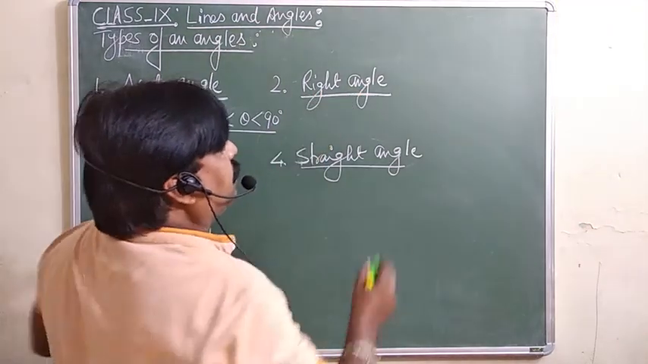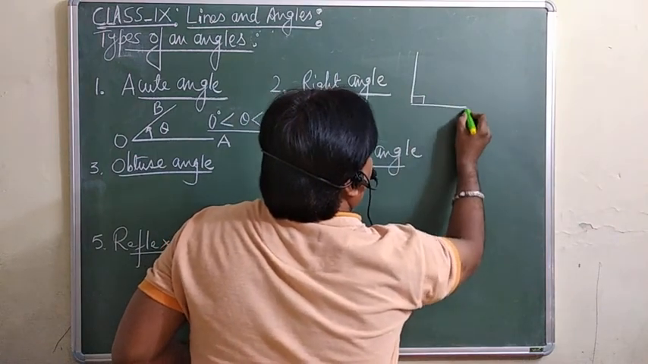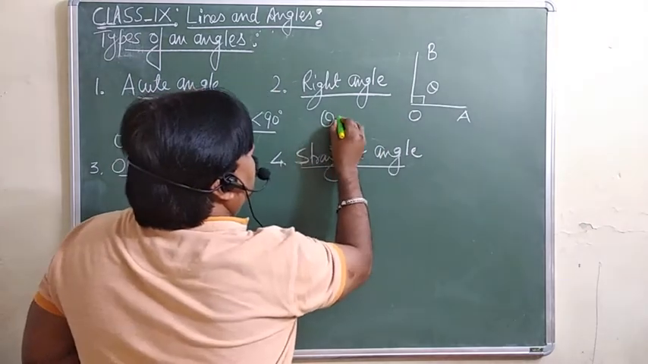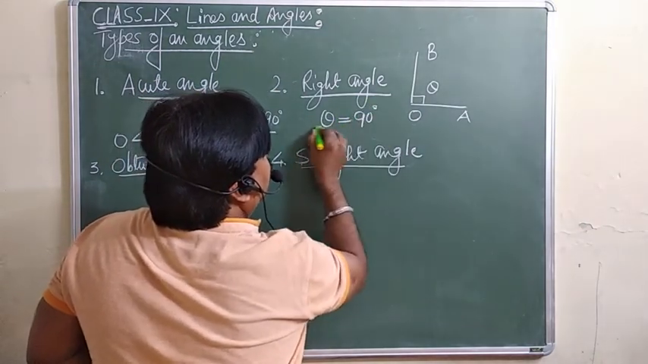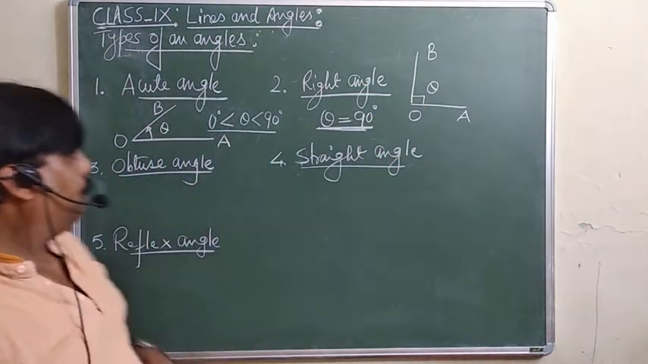To become a right angle, the angle should be equal to 90. This is your 90, AOB. This is theta you are taking. Theta is equal to 90 degree. So if your angle is equal to 90, then you can say that is the right angle.